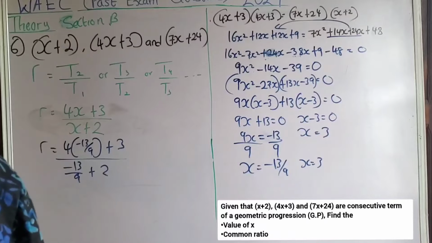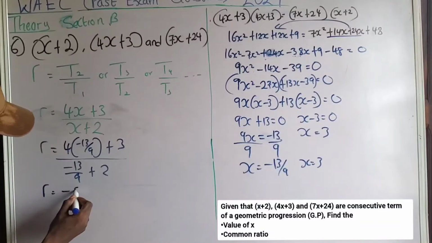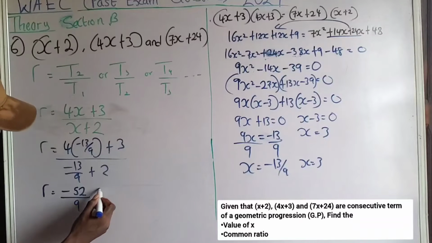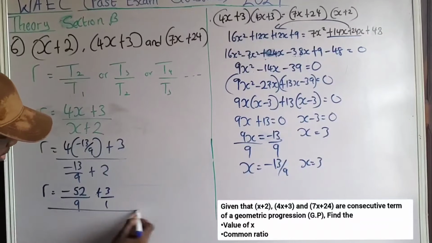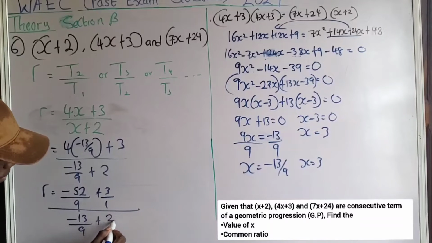So when x is negative 13 over 9, we want to find the common ratio at that value of x. Now, 4 multiplied by 13, you're going to have r equals negative 52 all over 9. Well, you can take the LCM directly, so that will be minus 52 plus 3 over 1, then divided by minus 13 all over 9 plus 2 all over 1.